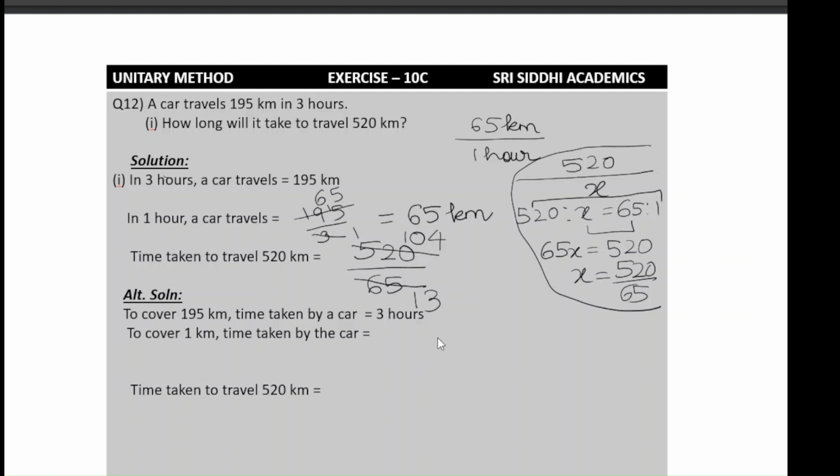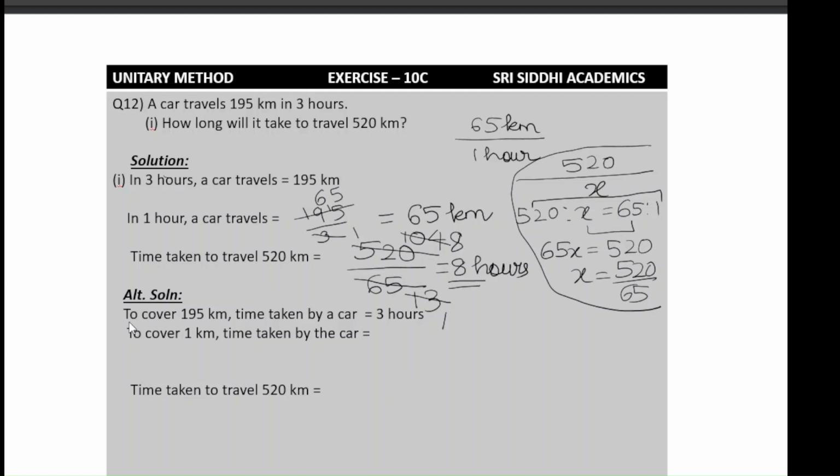Now, do we have any more common factors? Yes, 13 is a common factor. 13 ones are 13 and 13 eights are 104. So, what is the time taken? Time taken to travel 520 kilometers is 8 hours. Okay, this is one method. Now, let's move to the next method.